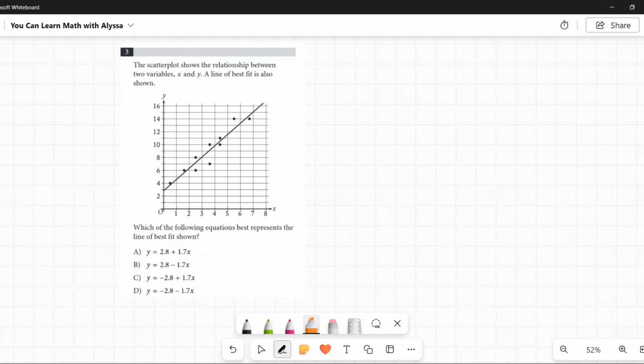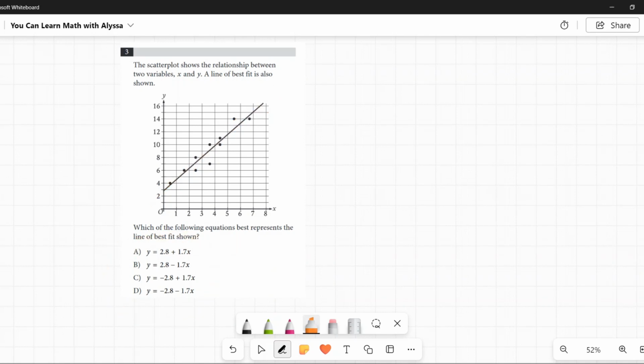Number 3. The scatter plot shows the relationship between two variables x and y. A line of best fit is also shown. Which of the following equations best represents the line of best fit shown? This is absolutely a case where you should look at these answers first. Don't go up here and start trying to figure out the slope and the y-intercept and stuff like that.